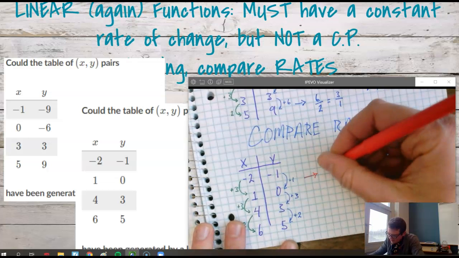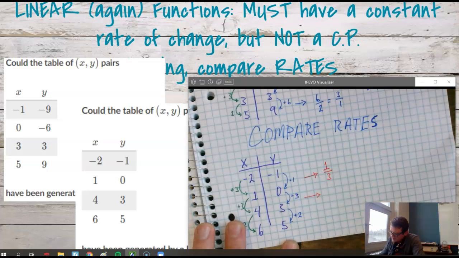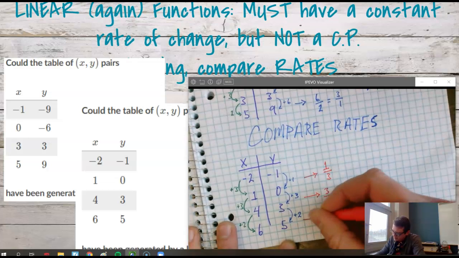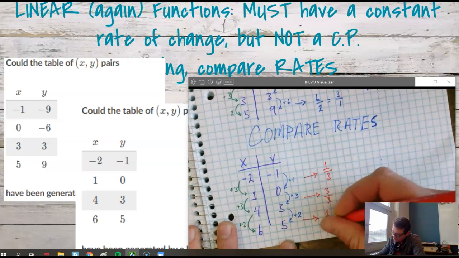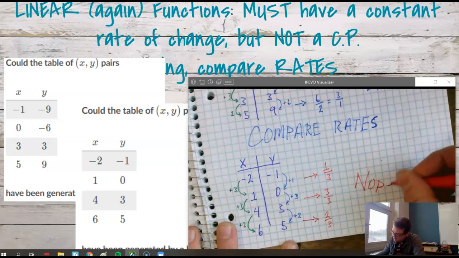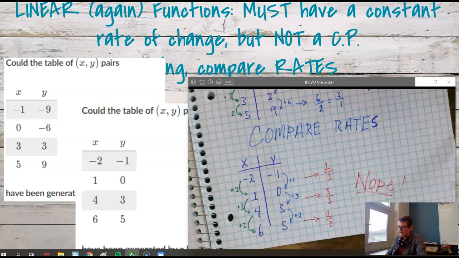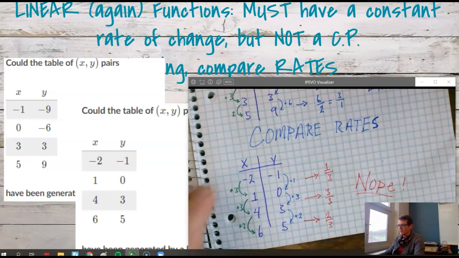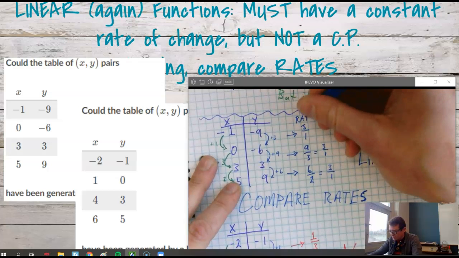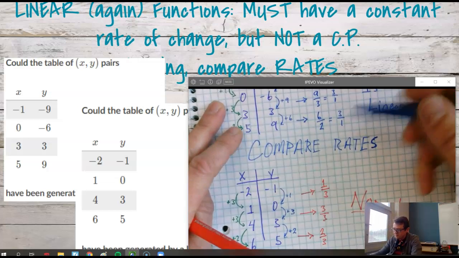This gives us a rate of 1/3. This gives us a rate of 3/3. And this gives us a rate of 2/3. Nope. Not consistent rates. So actually, if you want to just make a column, label the column with rates on the outside of your table, that'll work.